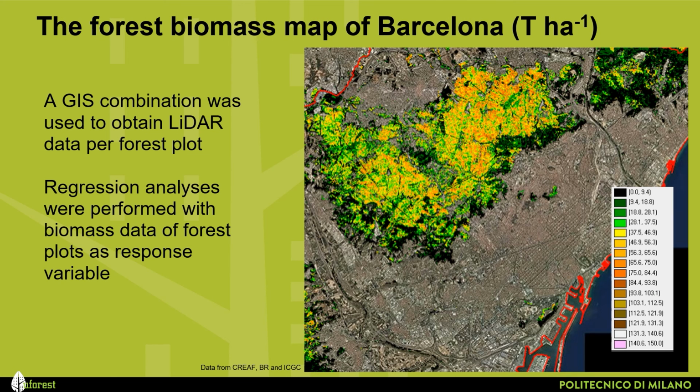Finally, an accurate map of forest biomass was obtained for the metropolitan area of Barcelona, and this map is now used by the regional administration as a support of its policy.